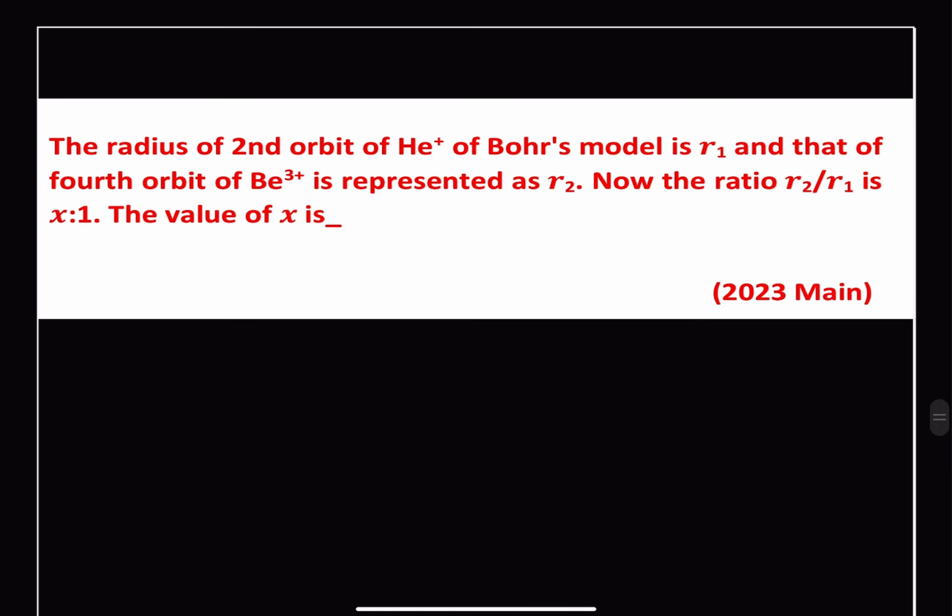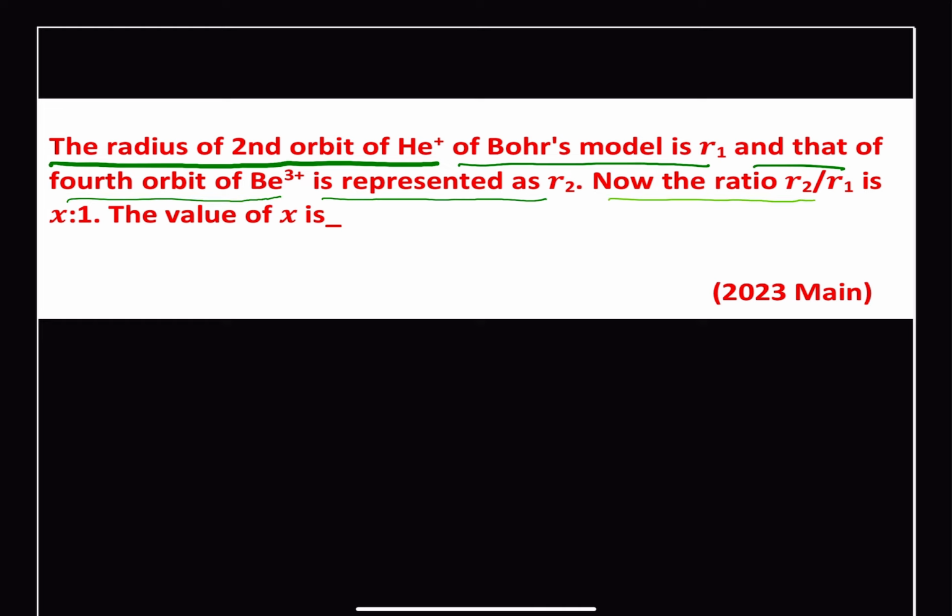We are given the radius of second orbit of He1 positive of Bohr's model is R1. And that of fourth orbit of beryllium 3 positive is represented as R2. Now the ratio of R2 by R1 is x is to 1. We have to find out the value of x.